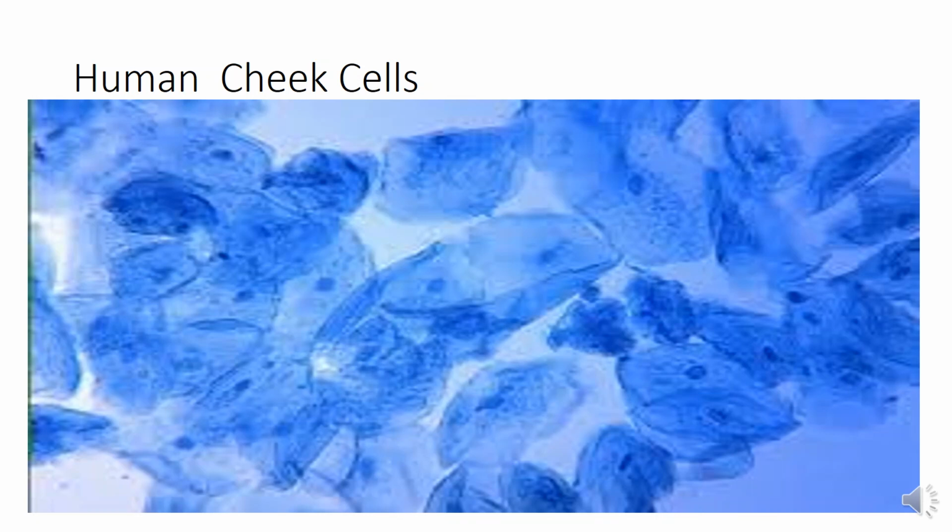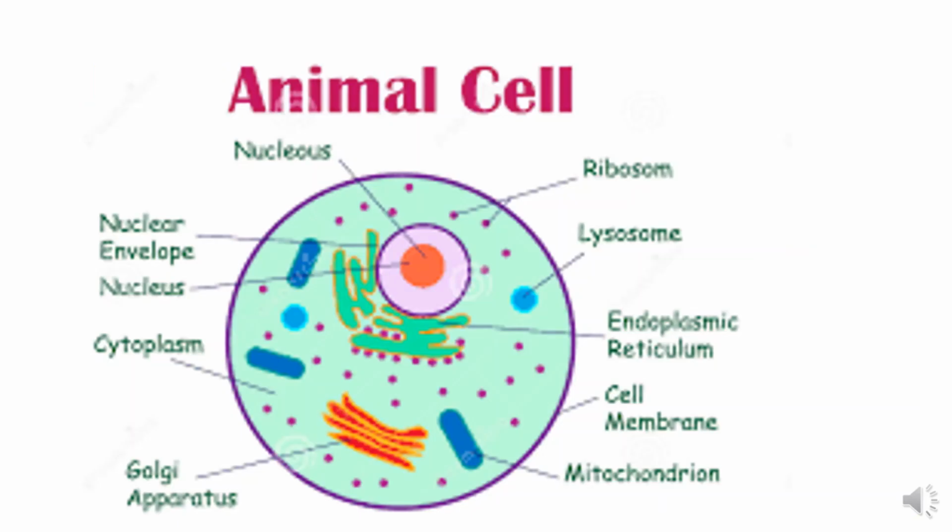In our previous class, we observed onion peel cell and human cheek cells, and the structure reveals like this, having cell membrane, cytoplasm and nucleus. A generalized cell, when observed under electron microscope, reveals the following structures: cell membrane or plasma membrane, cytoplasm and nucleus. Cytoplasm has numerous structures called organelles.